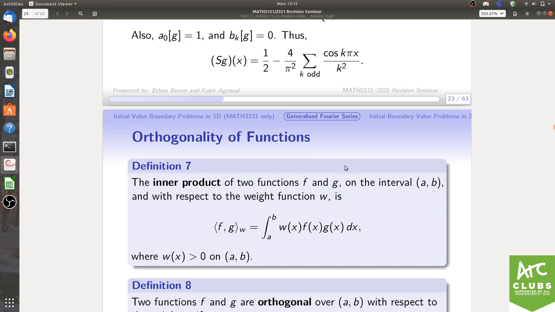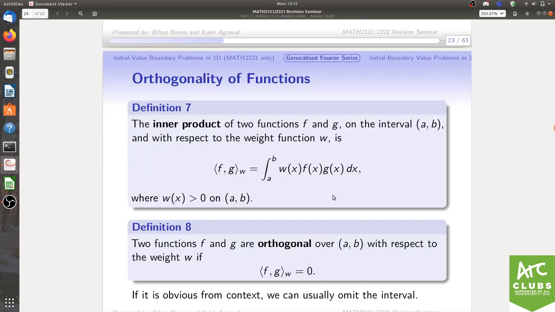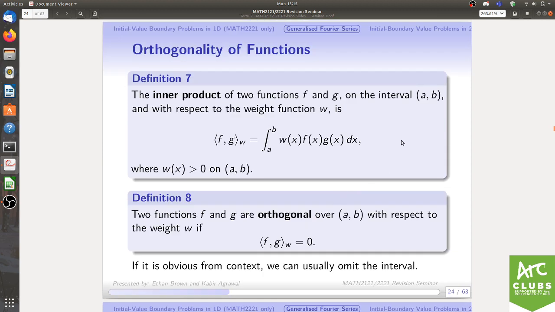Alright, so now we introduce the extra notation, which is where the Cauchy-Schwarz definition came from. This extra notation is when we take the inner product with respect to weights. So when we take the inner product of f and g with respect to w, we have the following definition.